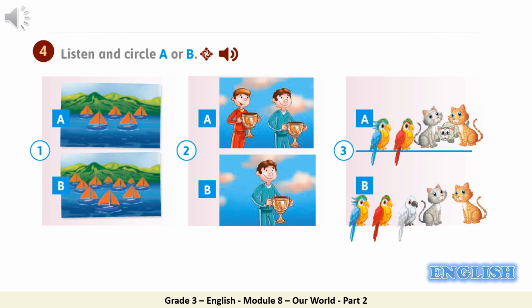4. Listen and circle A or B. 1. Yesterday, there was a sailing boat competition on TV. It wasn't a big competition. There were 5 small boats on the lake. 2. Where were you yesterday, Bob? I was at a sports competition. There wasn't one winner, there were 2 winners. 3. Where were you yesterday, Tom? I was at the pet shop. There were 2 cats and there were 3 parrots too.